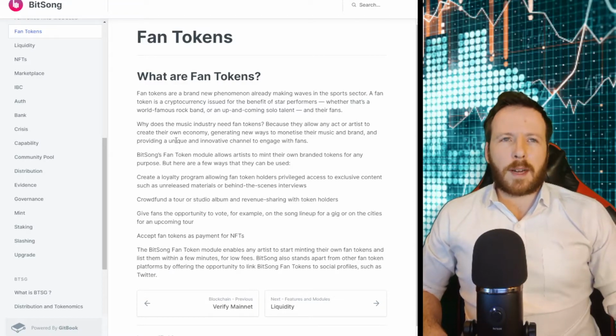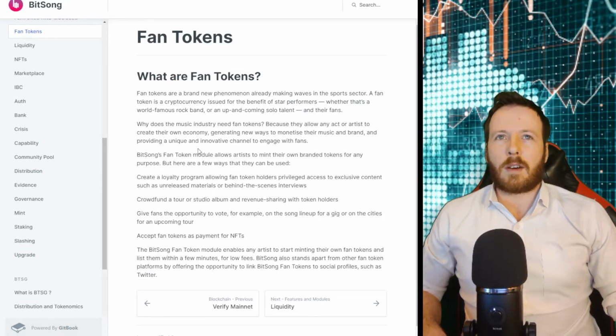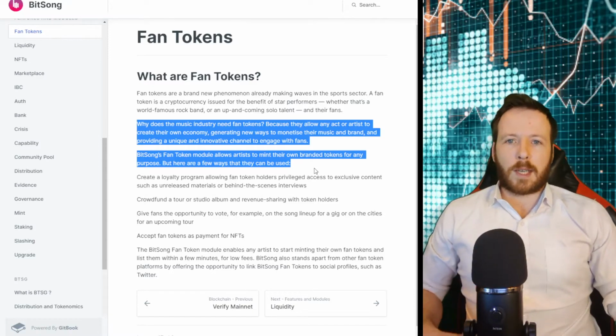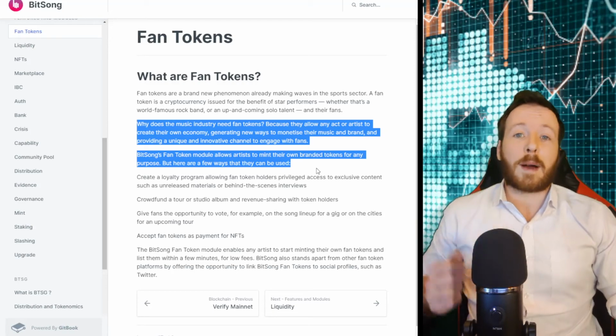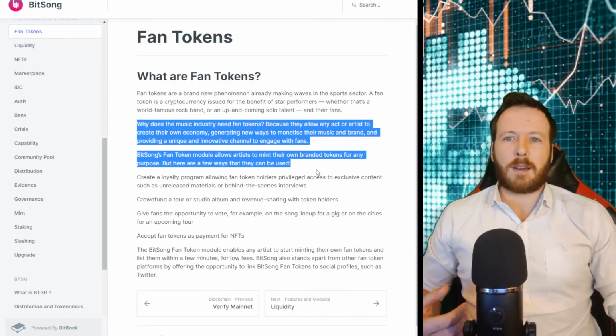Now, what really fascinates me about Bitsong's white paper is what they discuss here. They talk about what fan tokens are and why they are useful. So basically, an artist on their platform not only can create music and sell that for a much higher percentage of royalties because it's decentralized, they can claim the full amount of the royalties they're owed, but also they can create their own token related to themselves and fans can buy it.